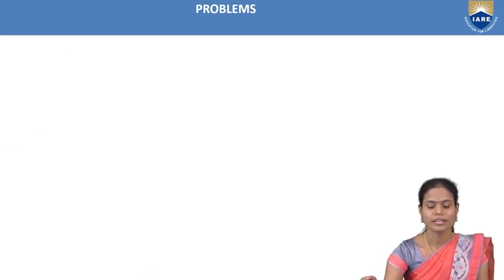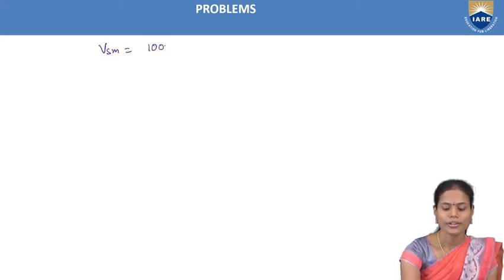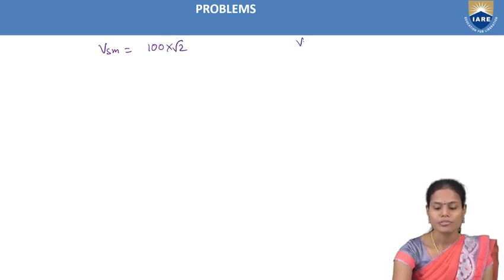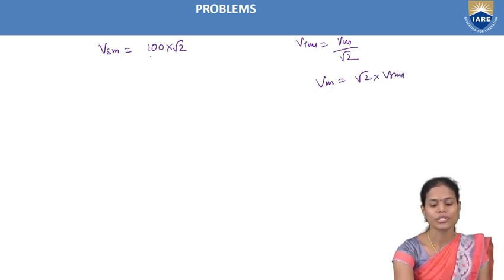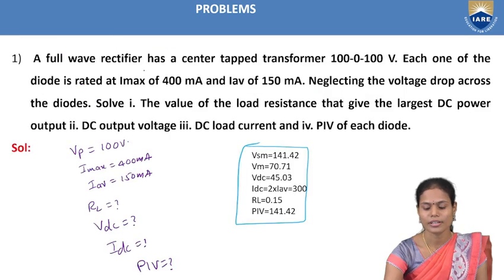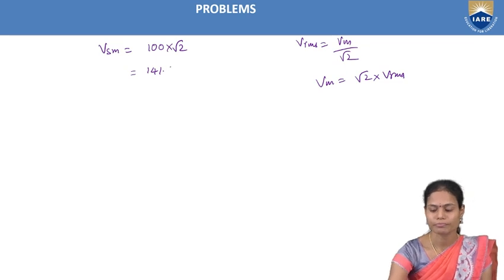So to find the secondary winding voltage, that is VSM, we have to take it as 100 into root 2. 100 is the primary voltage given. Why? Because VRMS is equal to Vm by root 2. So to find the Vm value, we have to take root 2 into VRMS. So this is the RMS voltage given here. If we find this secondary voltage, we will get it as 141.42.